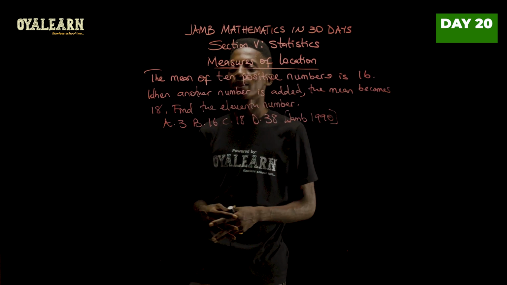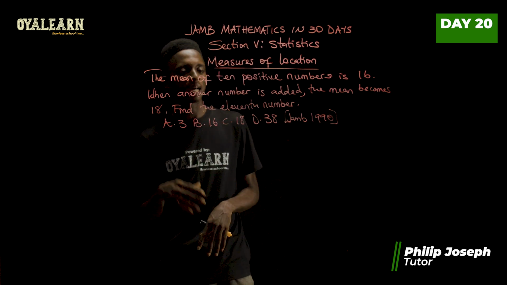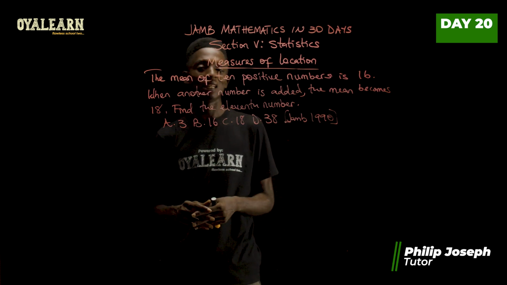This question says the mean of 10 positive numbers is 16. And then when another number is added, the mean becomes 18. So we have to find the 11th number.